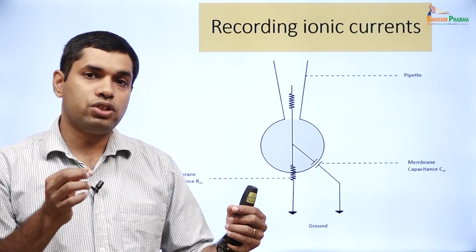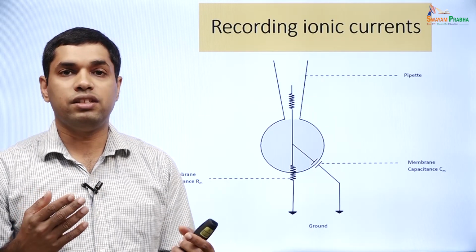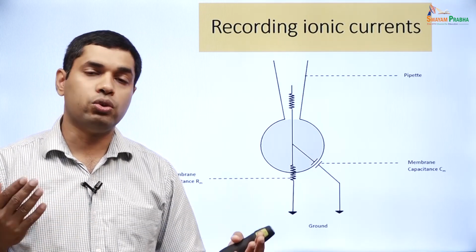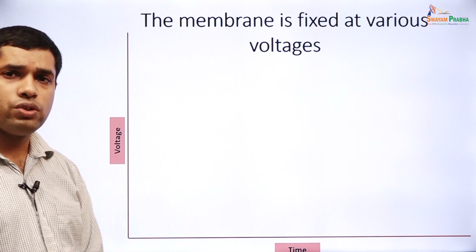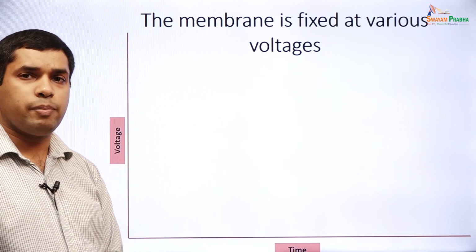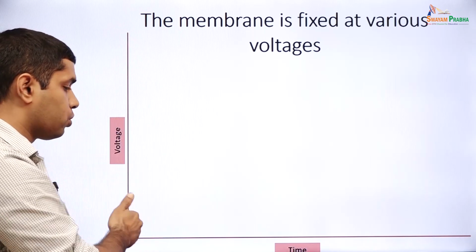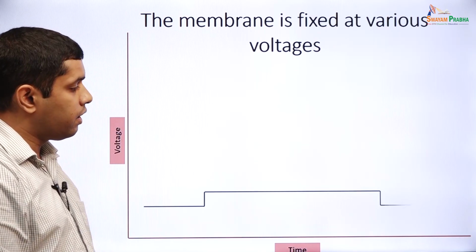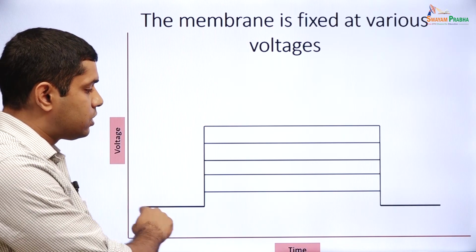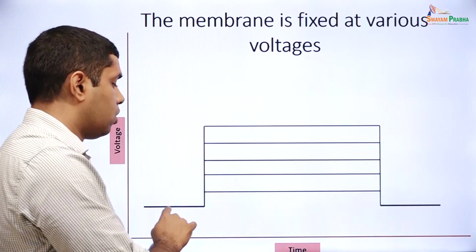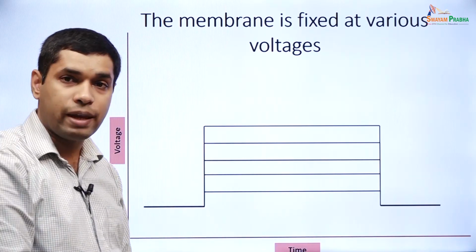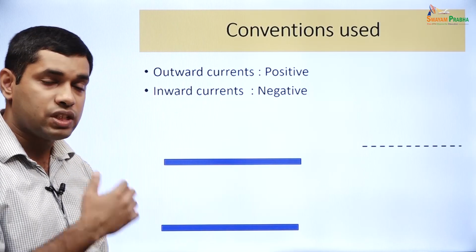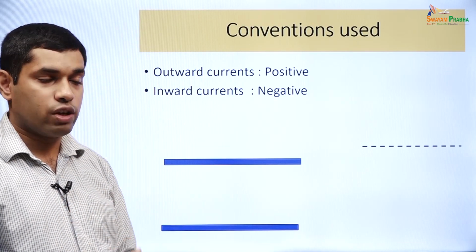Now when we apply a voltage across the membrane, we can look at the different ion channels that open or close, or the different currents that are seen across the membrane at these different voltages. This graph shows a typical way in which these experiments are conducted, where we have voltage on one axis and time on the other axis, and the membrane is put through different voltage steps, or the membrane is held at each of these different voltages for a particular period of time, and then the current that develops at that particular voltage is recorded.